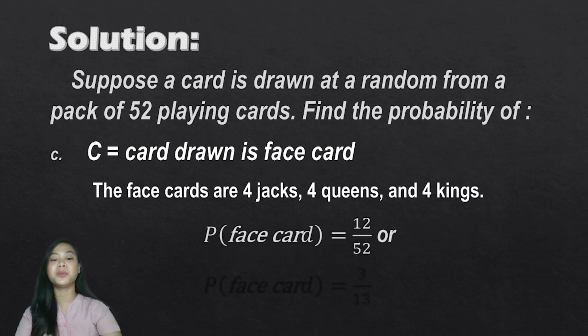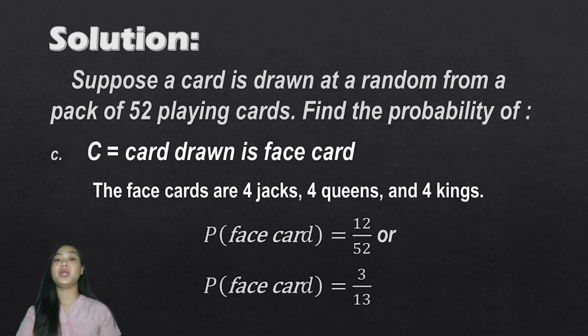So we have the probability of a face card, which is equal to 12 over 52, because 12 is the total number of face cards, all over 52, the total number of possible outcomes, or the total number of cards. When we reduce it to the lowest term, this is 3 over 13, the probability of these cards.